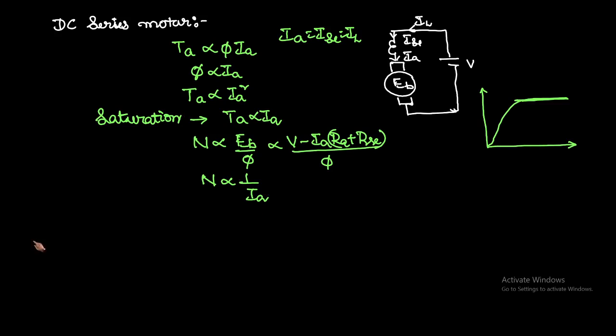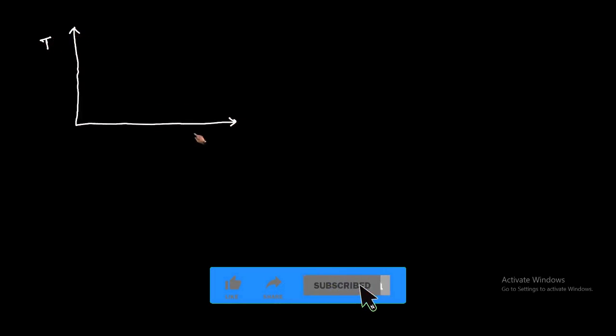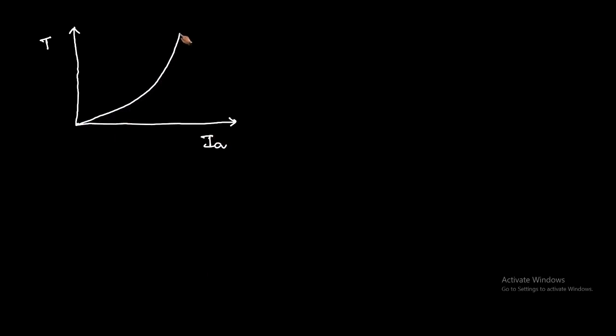Let us draw the different characteristics now. If you draw the characteristics of DC motors, first we will draw the torque versus the armature current. Torque versus armature current increases like a parabola. It will follow a parabola curve for DC series motors. The shaft torque also increases like this. This is called the shaft torque.